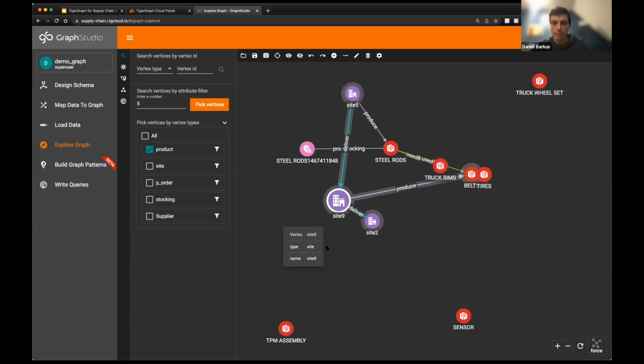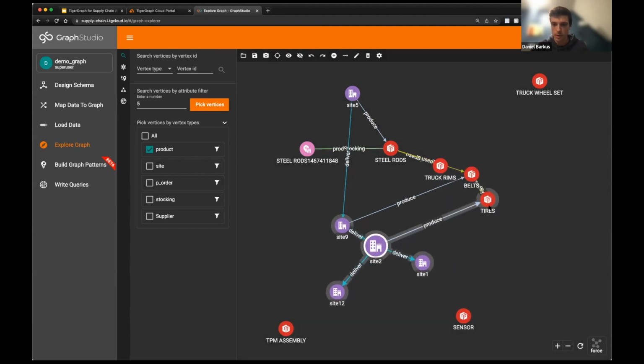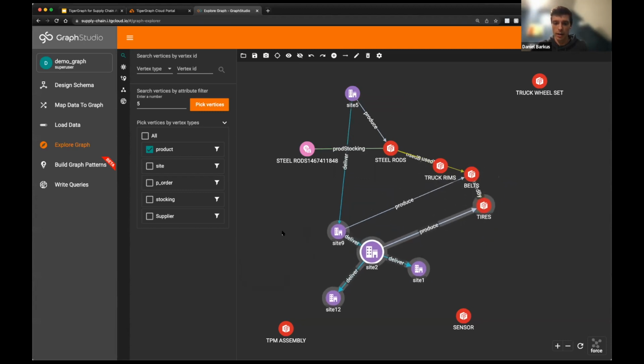So site 5 ships steel rods to site 9 so they can produce belts. And then site 2 takes belts from site 9. And let's see what site 2 makes. Site 2 produces tires. So we can now start seeing this supply chain within our graph. We can see the different elements and how they relate to each other. We can see the different sites, what they produce, and how that affects all of these other parts within our graph. So that's a basic idea of what that looks like.